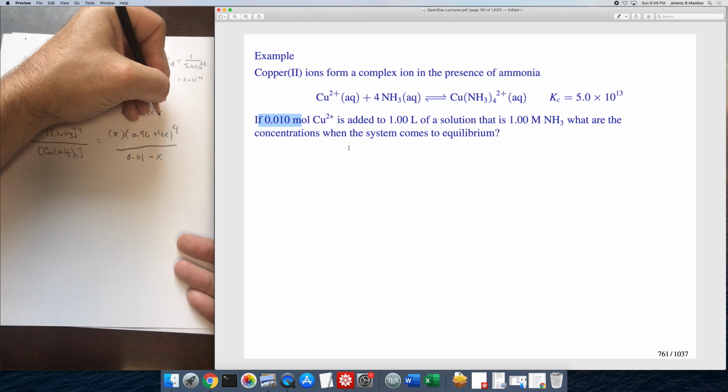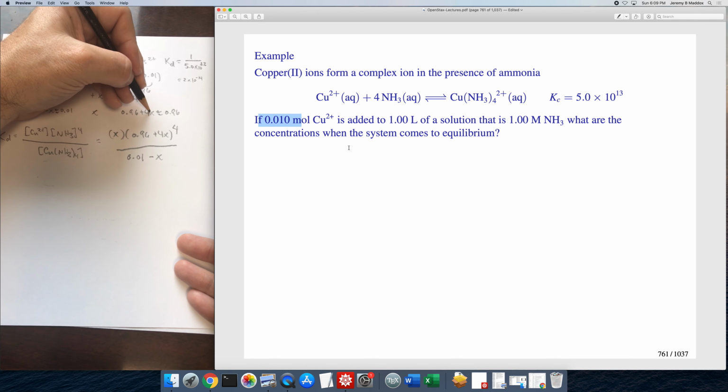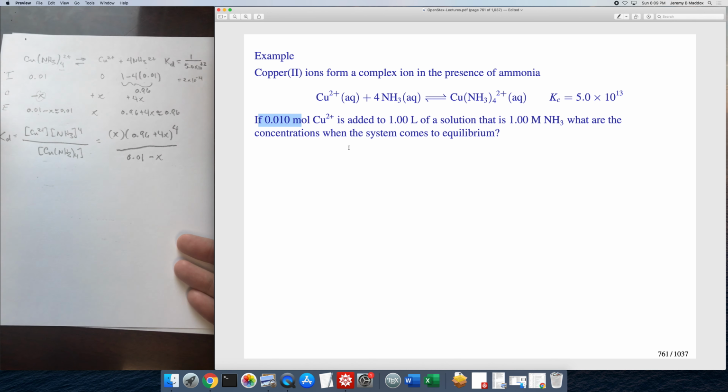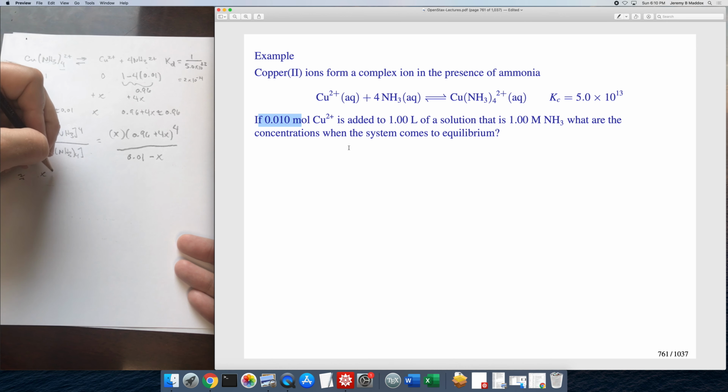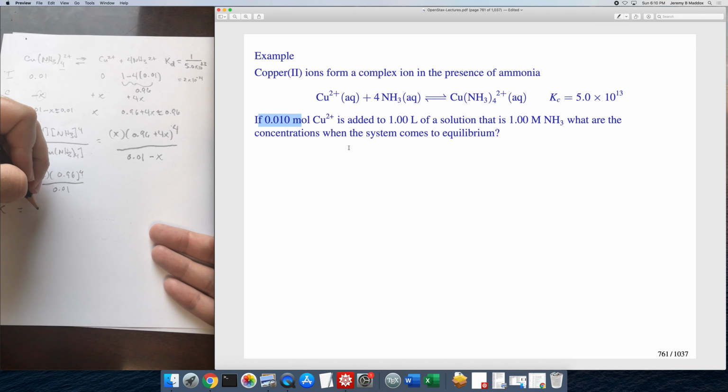We can approximate this as 0.96, right? Plus 4x is going to be insignificant compared to 0.96. So that allows us to simplify our expression here. Don't forget about the power of 4, though. It's much easier to find x now. X will be Kd times 0.01 divided by 0.96 to the 4th.